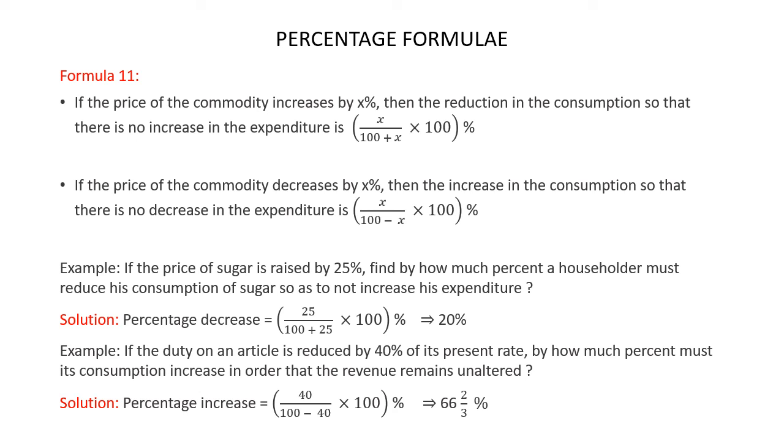So percentage increase is equal to 40 divided by 100 minus 40 multiplied by 100%, which is 66 2 by 3%. So the consumption must increase by 66 2 by 3% so that the revenue remains unaltered. That is, the revenue remains the same.